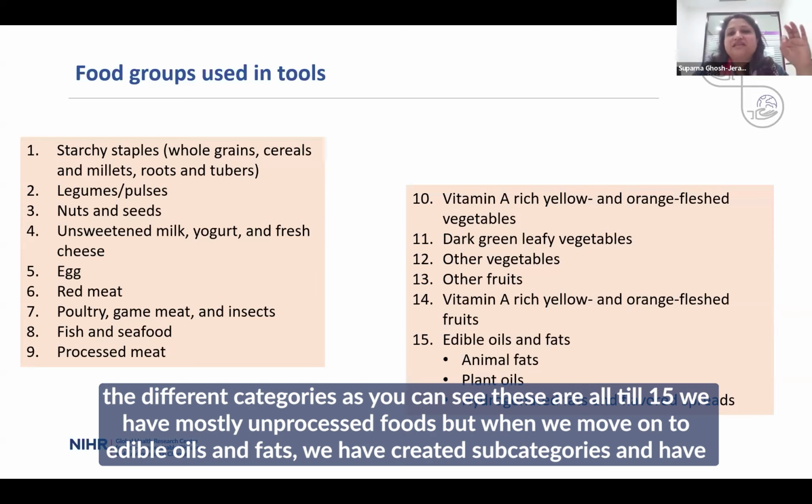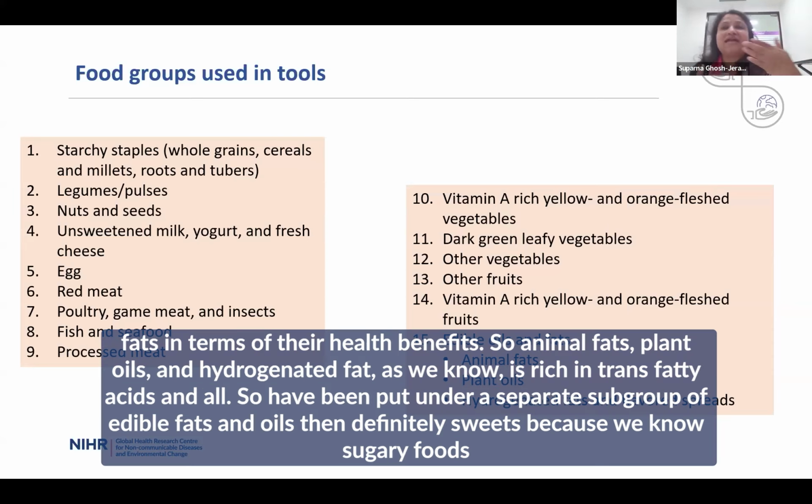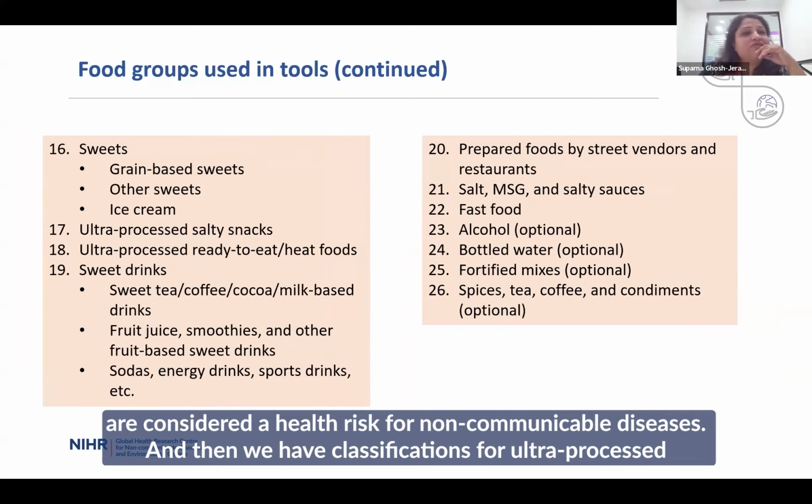We have mostly unprocessed foods, but when we move on to edible oils and fats, we have created subcategories and have put the different sources of fats in terms of their health benefits. So animal fats, plant oils, and hydrogenated fat, as we know, is rich in trans fatty acids and all, so have been put under a separate subgroup of edible fats and oils. Then definitely sweets, because we know sugary foods are considered a health risk for non-communicable diseases.